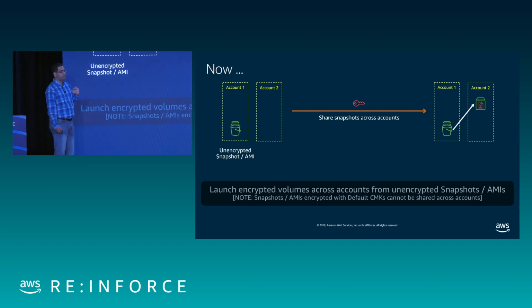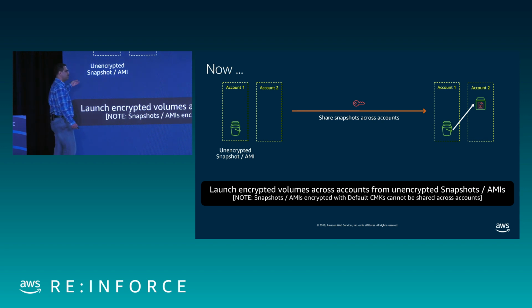So in other words, you can go from an unencrypted snapshot or AMI into an encrypted volume across account, all within one step. Again, my same caveat as before, this works for unencrypted snapshots and for snapshots that are encrypted with custom CMKs. Today, it doesn't work for snapshots that are encrypted with default CMKs.